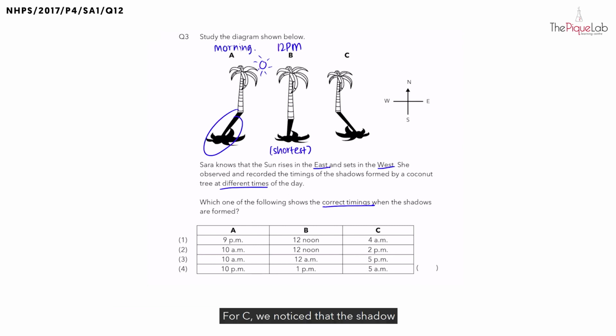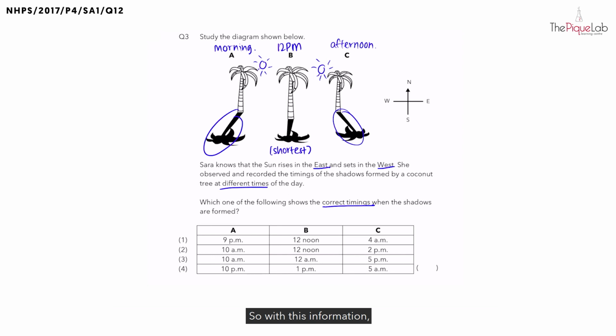For C, we notice that the shadow is tilted towards the right. So if the shadow of the tree is cast on the right, the light source, which is the sun, must have been shining on the left. So if the sun is on the left, it means that the sun is setting towards the west, away from the highest point in the sky. This means that shadow C must have been formed after 12 p.m. and must have occurred in the afternoon.